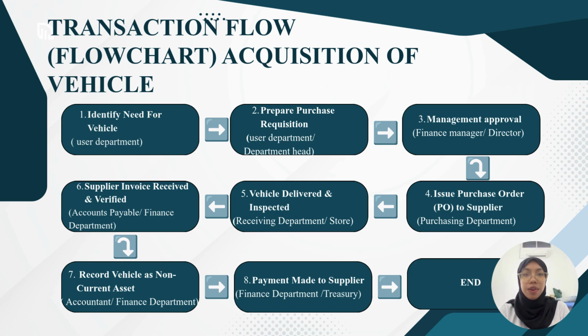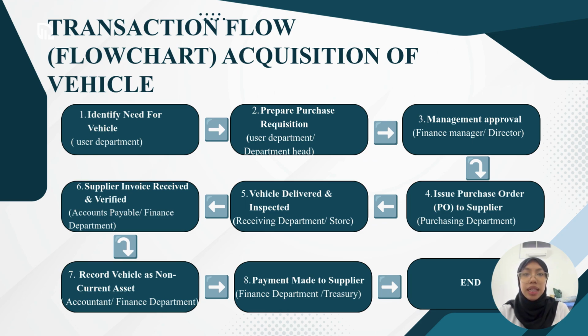Transaction flow for vehicle acquisition. Step 1. Identify need for vehicle. The process starts when a specific department identifies the operation need for a new vehicle. Step 2. Prepare purchase requisition. An internal formal request is drafted by the user department and signed off by the department head and officially requests the asset.